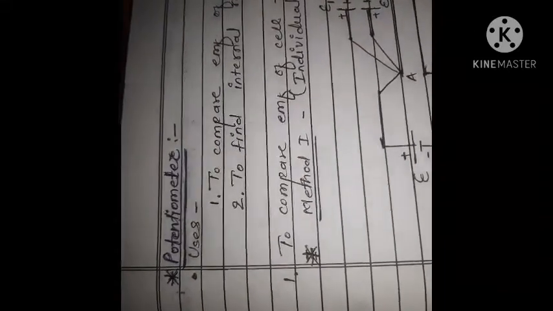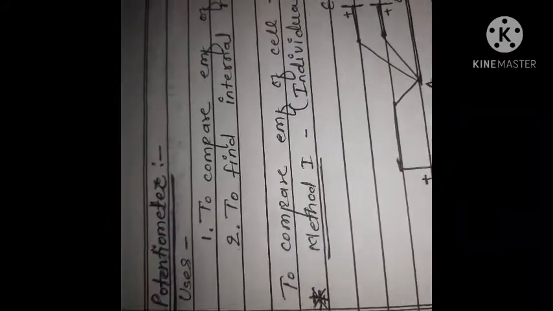Hello students. In the ninth topic, current electricity, in the last lecture we have seen the potentiometer and its principle. A potentiometer is a device which helps to measure the potential difference between any two points in the circuit.